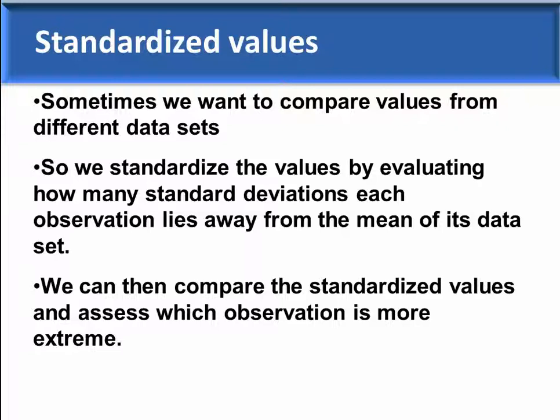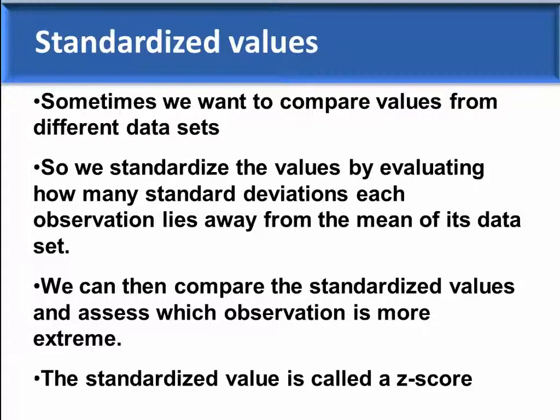Then we can compare those two standardized values and assess which observation is more extreme. If the woman can lift more weight relative to all women than the man can lift relative to all men, then we can use that comparison to say, relatively speaking, the woman is stronger. And we call this standardized value a z-score.